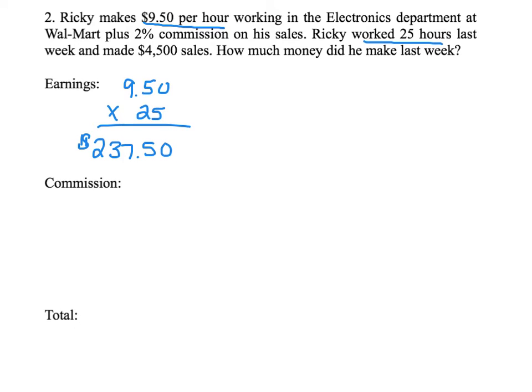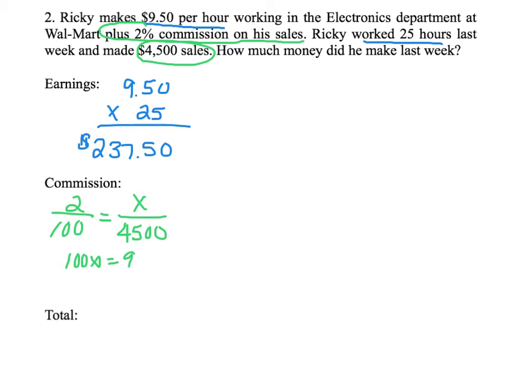However, he gets 2% commission on his sales. It tells us he sells $4,500. So I'm going to create a proportion to solve for my commission. 2 over 100 equals X over 4,500. I'm going to cross multiply. 100X equals 9,000. Divide both sides by 100, and we get X equals $90.